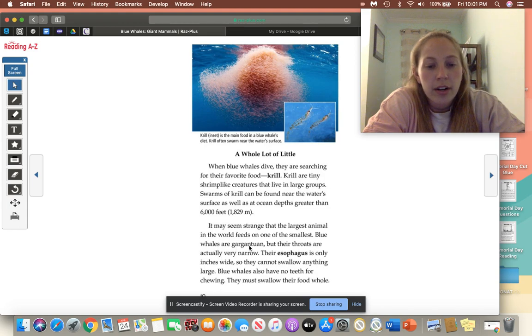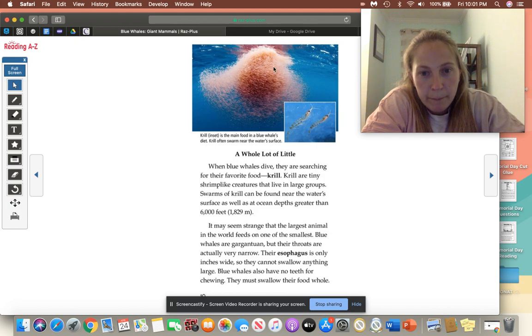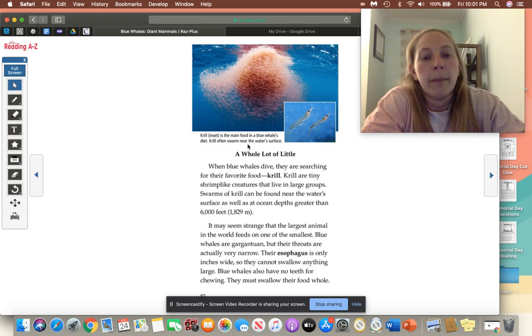Blue whales are gargantuan, but their throats are actually very narrow. Their esophagus is only inches wide, so they cannot swallow anything large. Blue whales also have no teeth for chewing. They must swallow their food whole. Krill, and even though this is the picture of the big swarm of them, this is an up close picture of what a krill looks like, is the main food in a blue whale's diet. Krill often swarm near the water surface.